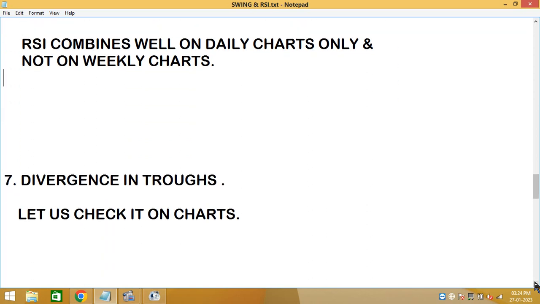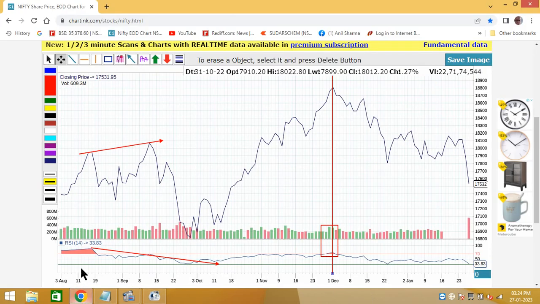Divergence in troughs. Now let us check it on the chart, what divergence means. Friends, divergence means, between two troughs. This is one trough, this is another trough. Now, actually here the line is going up. And divergence, you can see here, this is actually falling down. Can you see this? This is actually falling down, whereas the price actually is going up.